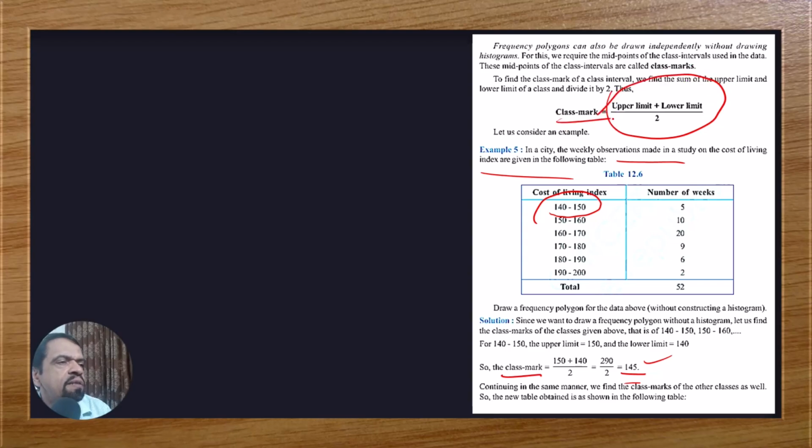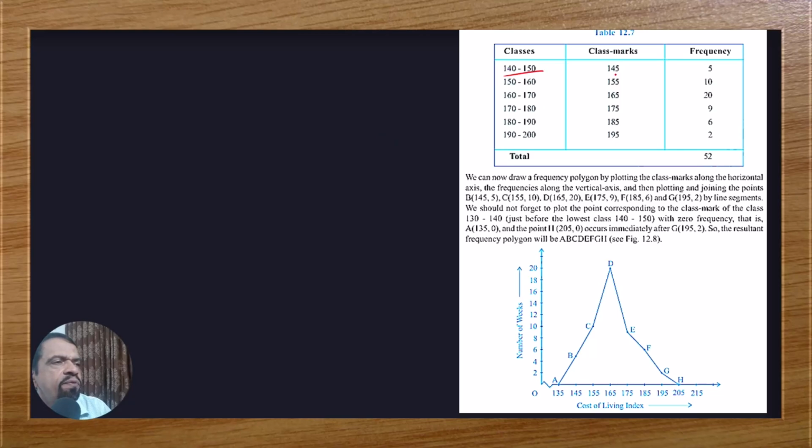Using this class mark formula, we can draw the frequency polygon independently, without the histogram. See, these are the class marks: 140 to 150, 145, 155. Adding this and dividing by 2. So these numbers we will take on the x-axis, and these numbers on the y-axis using a proper scale. See, it's not necessary to take all these numbers. We can fix one scale. For example, I took here 1 unit equal to 10, and here 1 unit is 2.